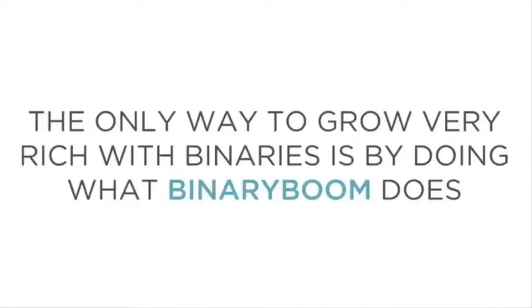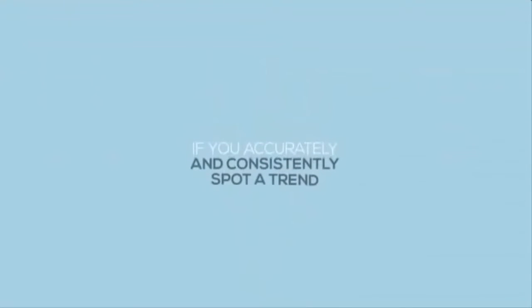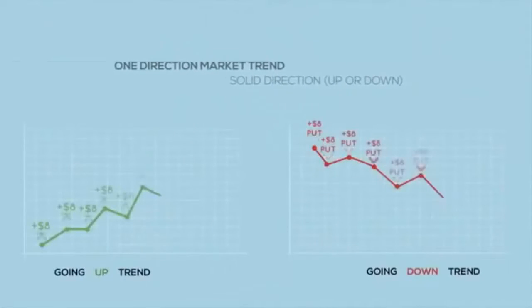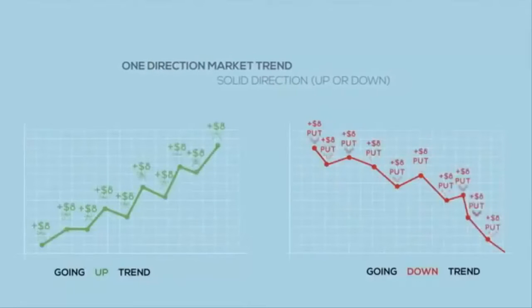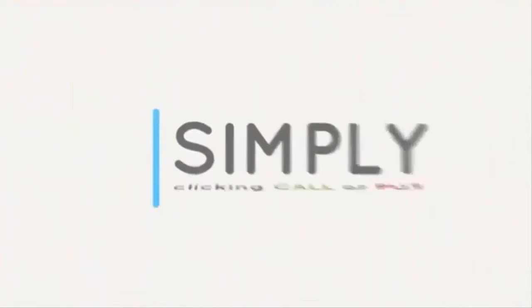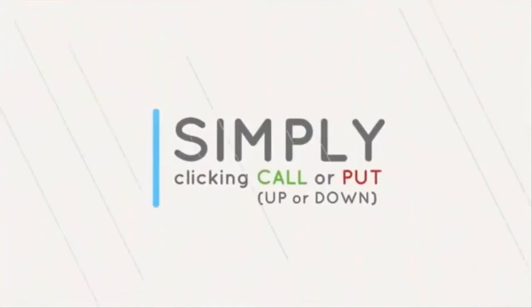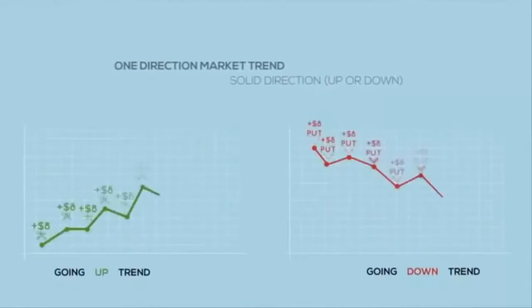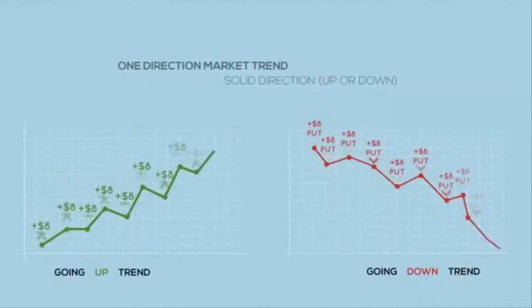Understand this. Don't worry, I'll keep repeating it until it sinks in. The only way to grow very rich with binaries is by doing what Binary Boom does. Accurately and consistently spotting a trend, finding where price is moving in a solid direction up or down, and then grabbing profits like there's no tomorrow, and all by simply clicking call or put up or down. All that's needed is for the market to be trending steadily in one direction, and you can make obscene amounts of money. By the way, sometimes I simply hate myself.